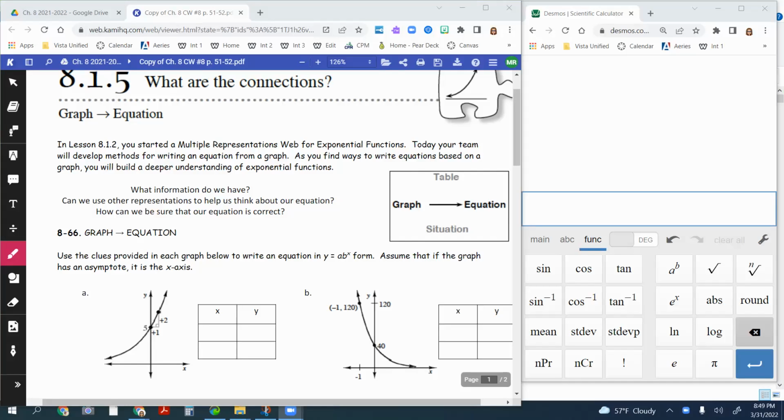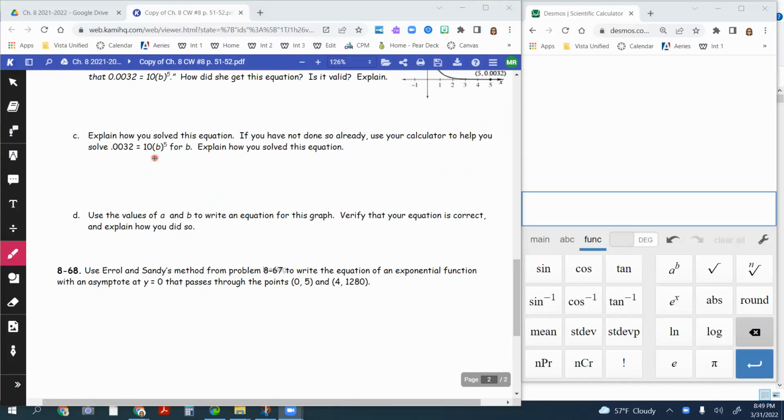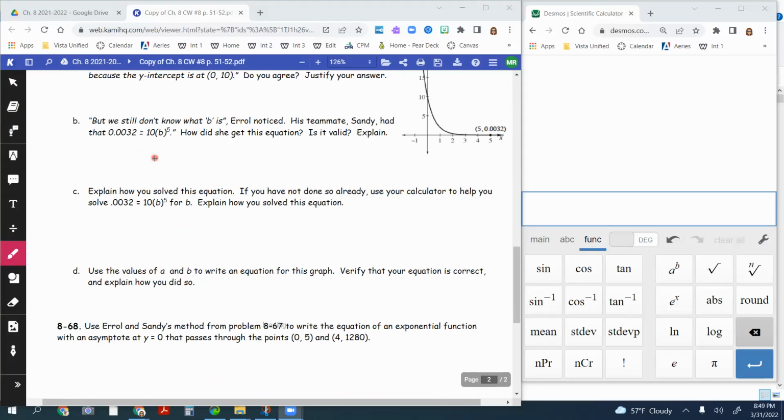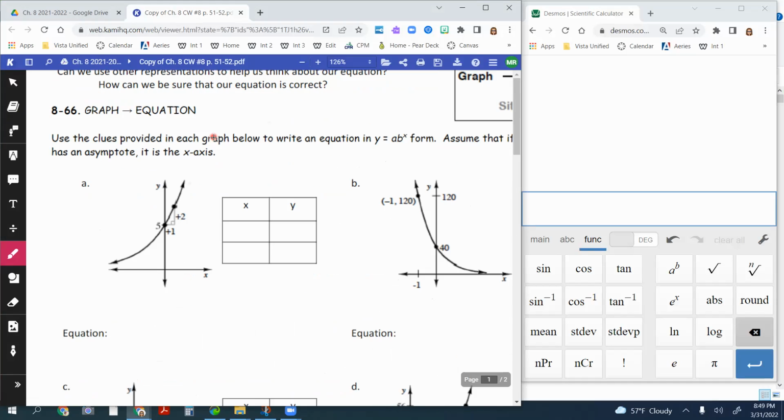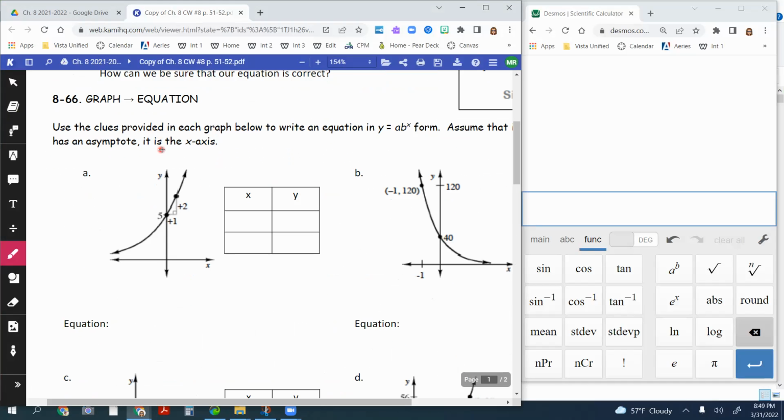So this video is for Integrated 1. This is the classwork 8-66 to 8-68. This is page 51 to 52. So what we're doing is we're going to be taking a graph and trying to write it as an equation.